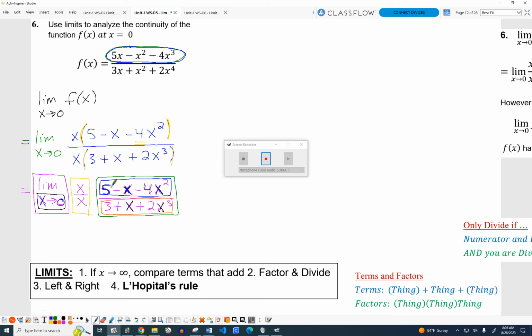Yeah, I was just going to say it's 5. And then how about the bottom, Caleb? Would that just be 3? The bottom would be very close to 3. 2 more for Caleb. So we're done. As x gets close to 0, the yellow box is 1 exactly, not close. The green box is very, very close to 5/3. Therefore, the limit is precisely 5/3.